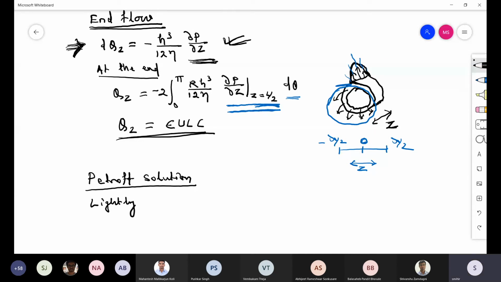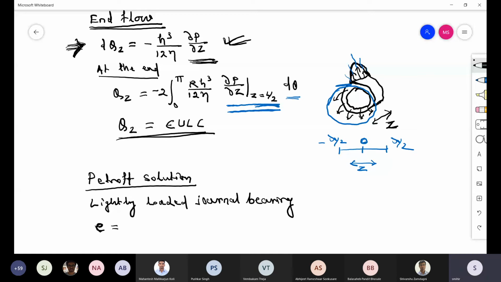Lightly loaded journal bearing. So if the bearing is lightly loaded, can you tell me what is the value of E? E is eccentricity, or epsilon. What will be the value of E? Load is 0, the journal is lightweight, the journal doesn't have mass. Imagine. So it tends to 0.